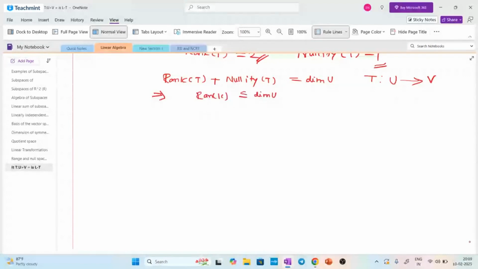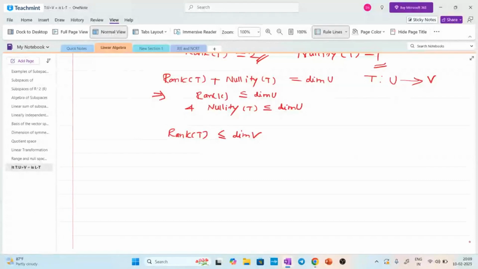and nullity of T is also less than or equal to dimensions of U, because their sum is equal to the dimensions of U. Right? Now look here, by using the definition of the rank of T, what comes? It is always less than or equal to codomain. Rank of T means originally it is less than or equal to dimensions of V.